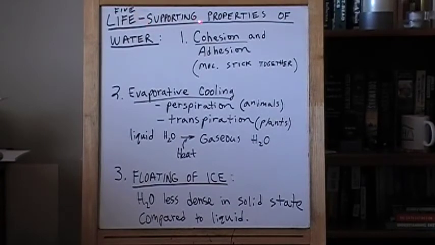Next, we have the life-supporting properties of water. There's 5 of these, and I'm showing the first 3 here. So the first one is called cohesion and adhesion. So water molecules, because of their hydrogen bonding, tend to stick together, and that causes the surface of water to have an unusually high surface tension, and this is important for water. And it also allows adhesion.